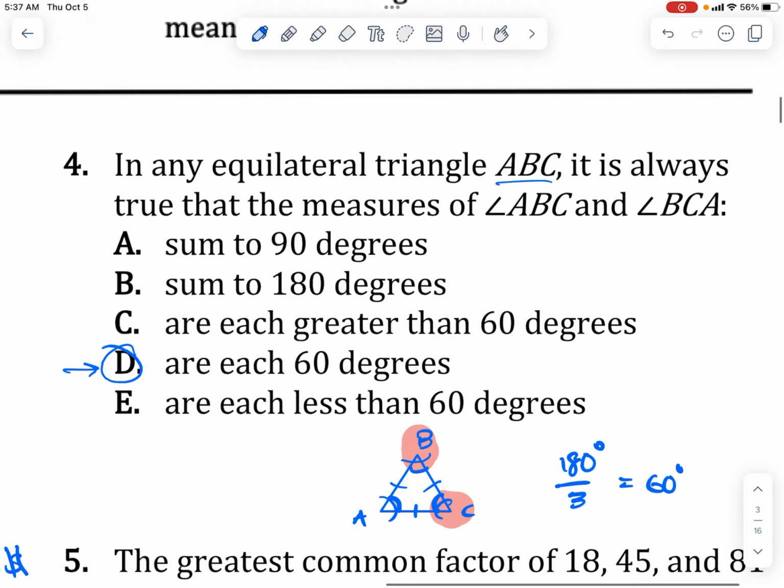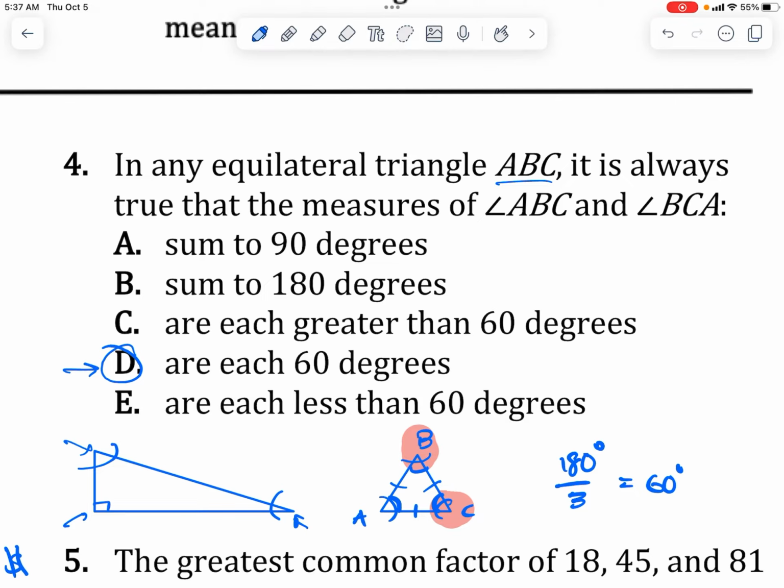Just for some of the other options, sum to 90 degrees would not be correct because that means that you're looking at a right triangle. So for example, for any right triangle, you have one angle that's right. The other two are going to add up to 90 because this is 90, this is going to be something, and this is going to be something. In order for this to be 90, the leftover amount of degrees for the other two angles is going to be 90 in total.